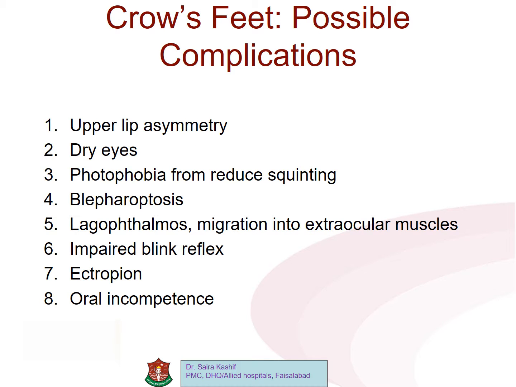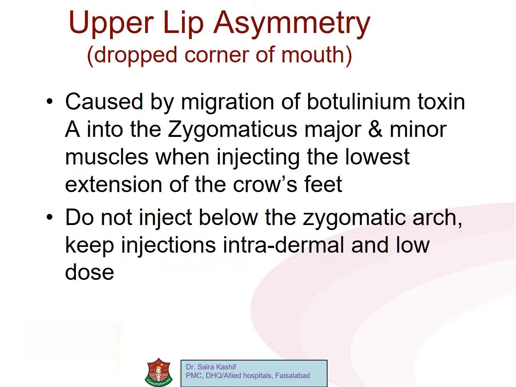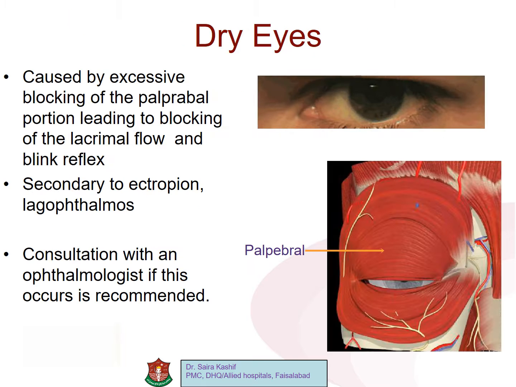What are the possible complications? These include upper lip asymmetry, dry eyes, photophobia, blepharoptosis, lagophthalmos due to migration into extraocular muscle, impaired blink reflex, ectropion, and ptosis. Why does the upper lip asymmetry develop? If you go too inferior, you are going to inject zygomaticus major or minor. So don't go below this.